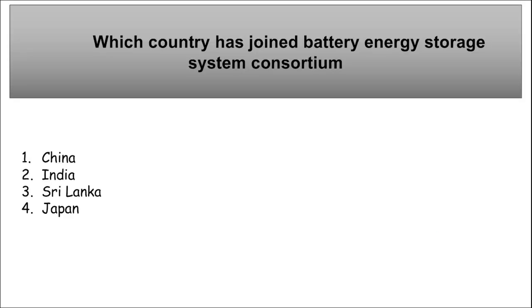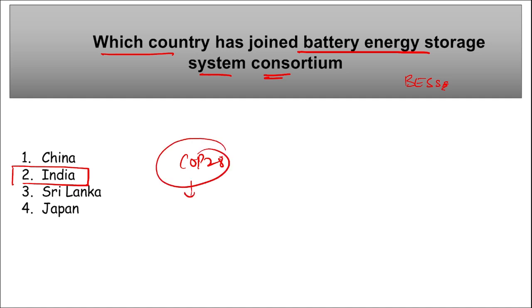Right? Next, which country has joined Battery Energy Storage System Consortium, that is BESS Consortium? It is our country, India. Right? During the 2023 COP28, right, India became a member of BESS consortium. Correct? This was led by Global Leadership Council of the Global Energy Alliance for People and Planet.